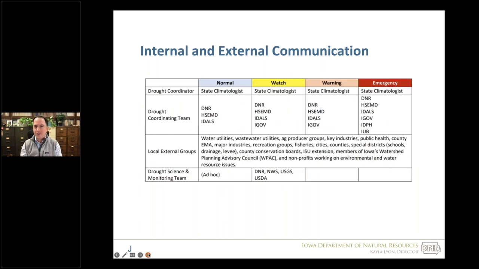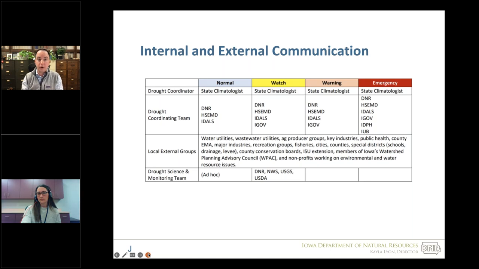I don't know when Sarah starts, but these are our internal and external communication matrices. And as the drought coordinator, the state climatologist will be the drought coordinator moving forward. The categories from normal, watch, warning, emergency necessitate different levels of input, but also different meeting times in which we would pull together our core group. So I'll let Sarah take over, as she knows this much better than I do.